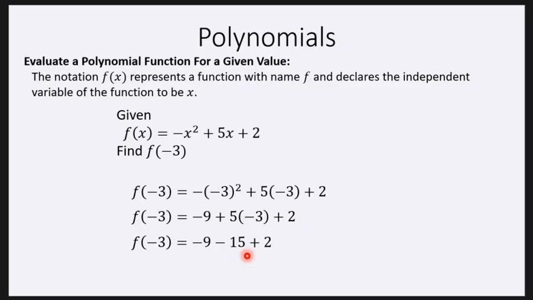And then lastly, we have addition and subtraction from left to right. So that's going to be -9 minus 15, which is -24. And then -24 plus 2 gives us -22. So that is how we evaluate a polynomial function for a given value. And this is the notation that would indicate that we need to do that.